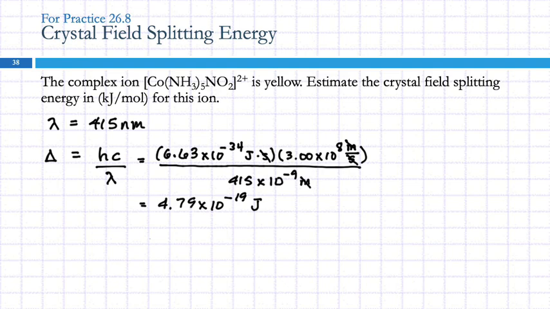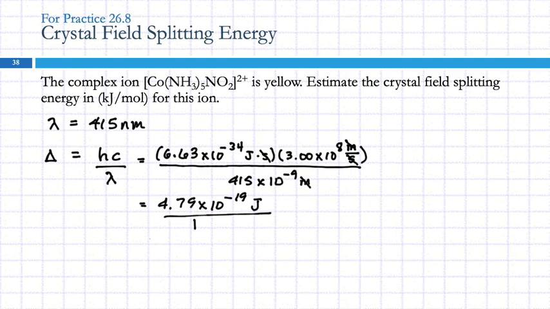Now this is asking for crystal field splitting energy in kilojoules per mole. We found this amount of energy. How many particles is that for? That's one photon. That's one particle, right? So if we want to know what's the energy for a mole of particles, what do we need to do?